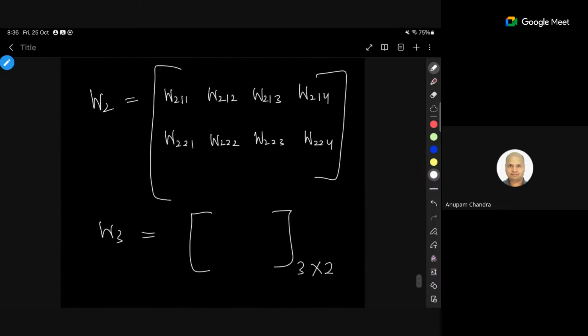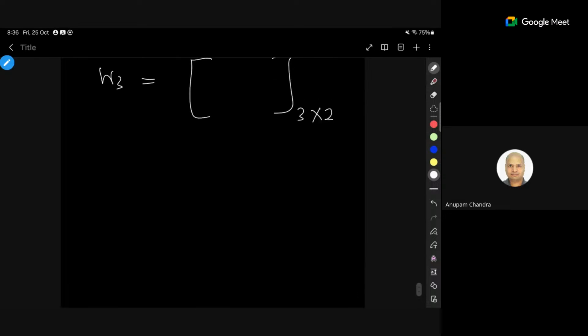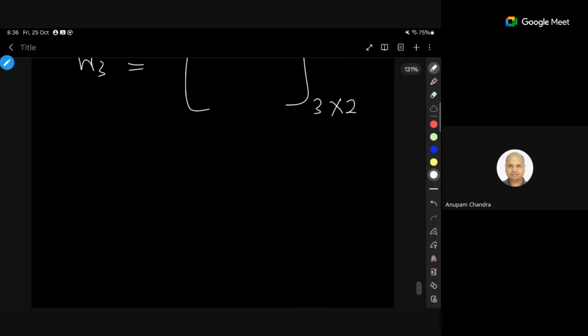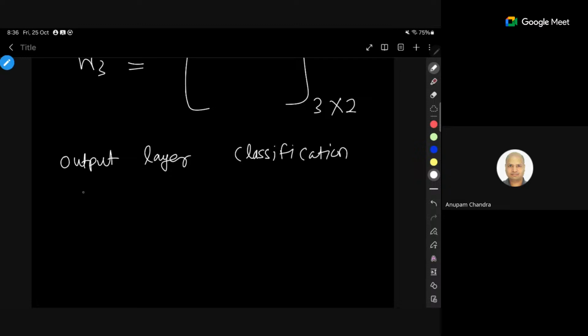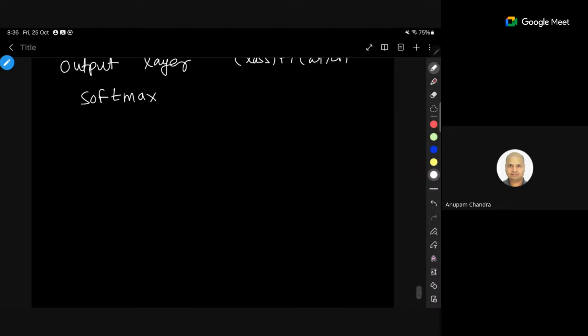Okay, W3, I'll skip writing it. H3 also we can figure out. Now the output layer. For classification, we use softmax, which is very easy.